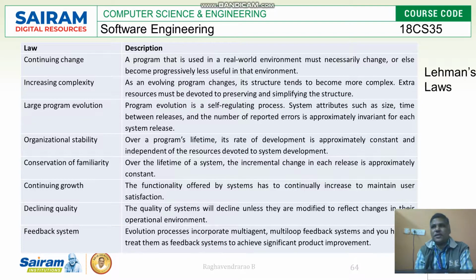What Lehman's law says basically is about change requests. Lehman specifies continual change: real world environment data keeps changing, so it has to be incorporated into the system. Then increasing complexity: whenever new things evolve and the program changes, complexity is always present. So you have to do this task in a structured manner. Then large program evolution, total change.